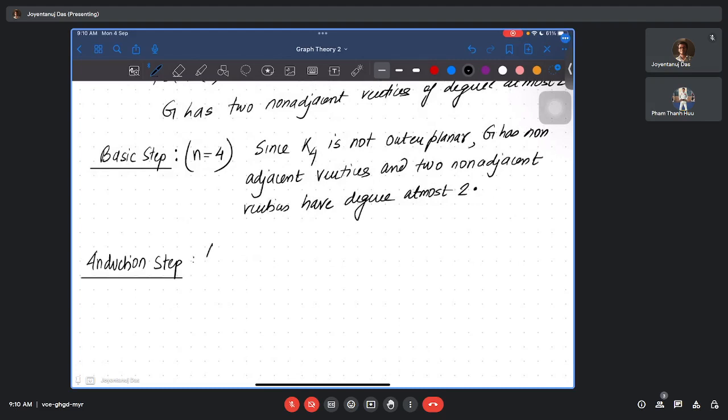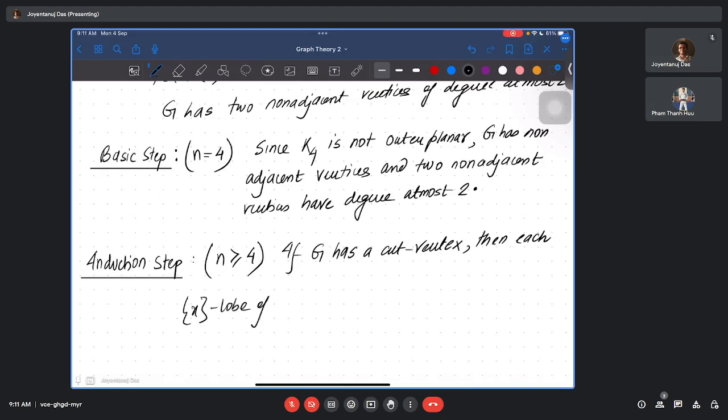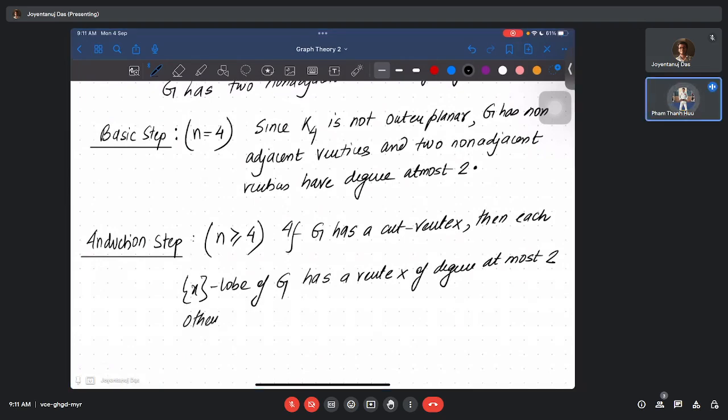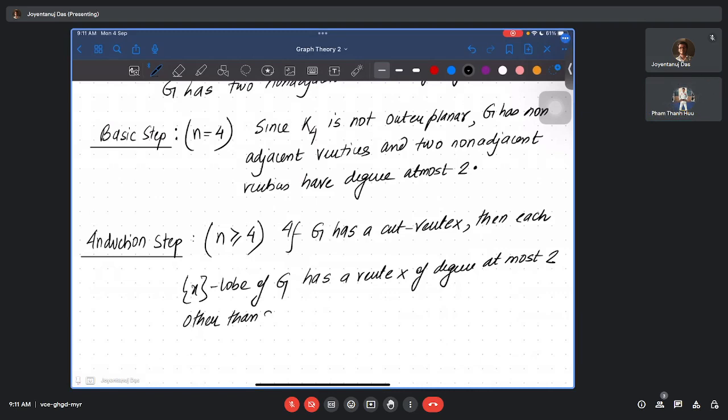So in the induction step, where n is greater than or equal to 4, if G has a cut vertex x, then each x-lobe of G has a vertex of degree at most 2 other than x.